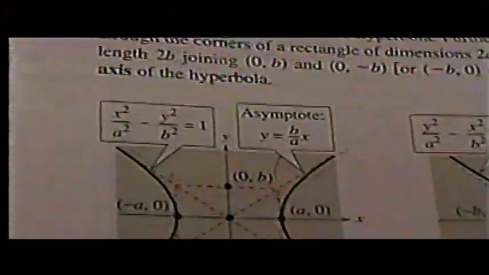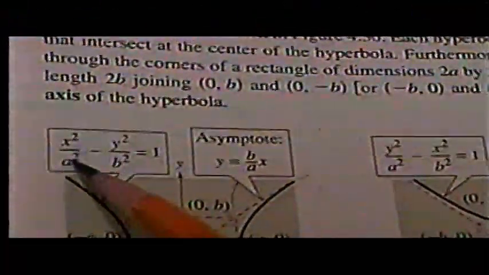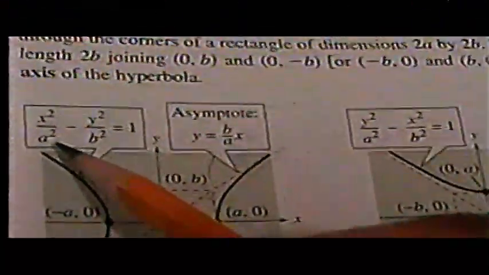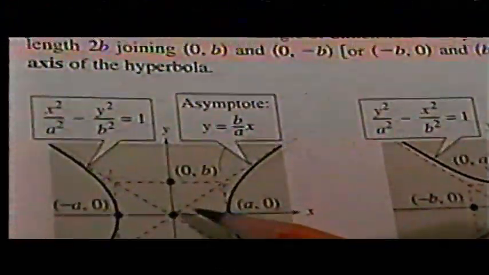and then just draw your graph, because the vertex will be right at that point of a side of the rectangular box, and the vertex will be on the transverse axis, wherever A is. Remember, in the case of the hyperbola, A is the one under the positive term. Here the A squared is under X squared, so that means A would be along the X-axis, because it's the positive one. That would be the transverse axis.